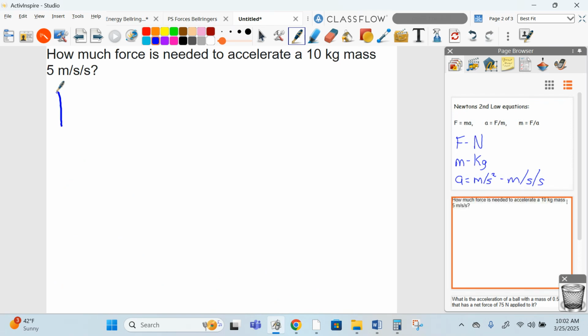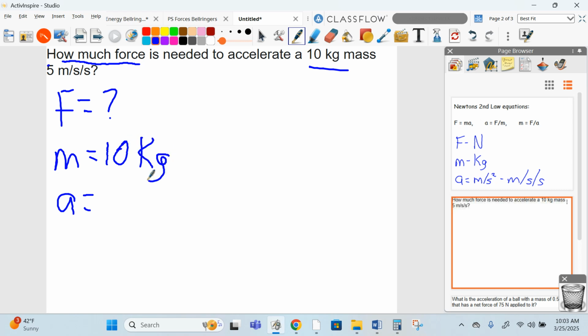All right, so starting out with problem number 1, we have three things to keep track of. We have force, we have mass, and we have acceleration. As I read the problem, I want to make my data table with everything that's given. As I start reading, it says how much force. That sounds like a question to me. So that's what they want me to find. I have 10 kilograms. Kilograms is a measurement of mass. And it's moving, or it has 5 meters per second. That is my acceleration.